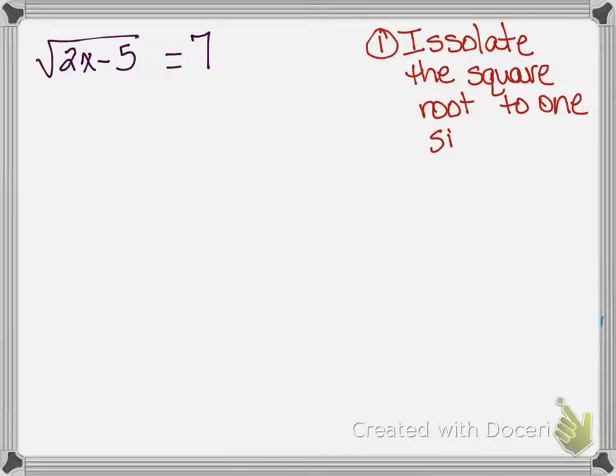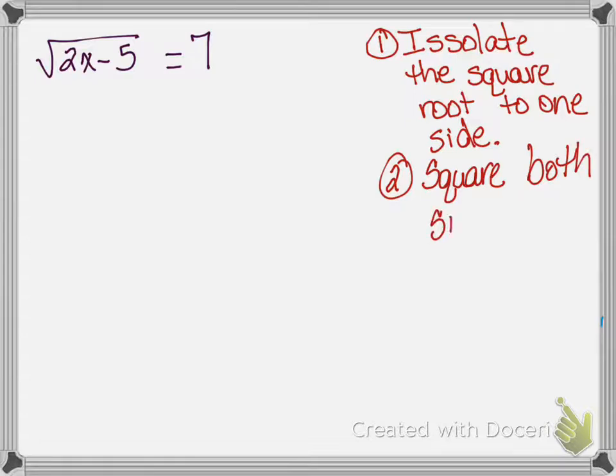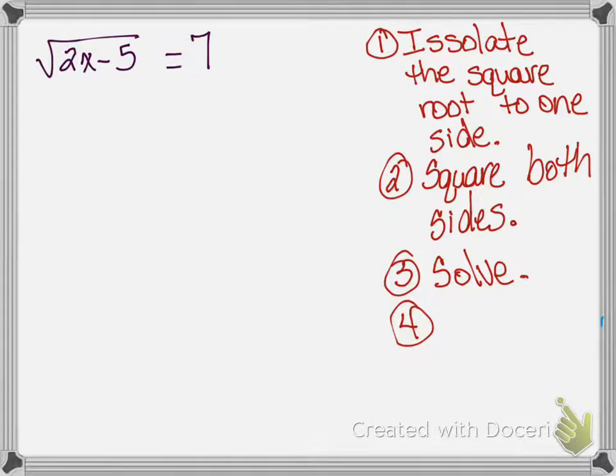Okay? You have to do that first. You have to make sure that that square root is alone on one side. The second thing that you do is you square both sides. The inverse of the square root is squaring, raising it to the second power. So my second step is to square both sides. My third step is to solve. And my fourth step is to simplify.